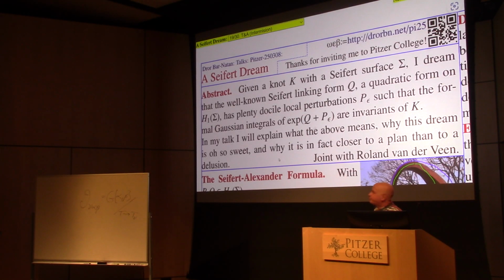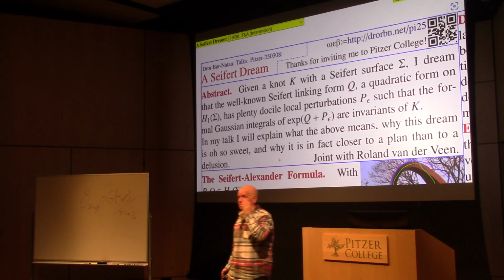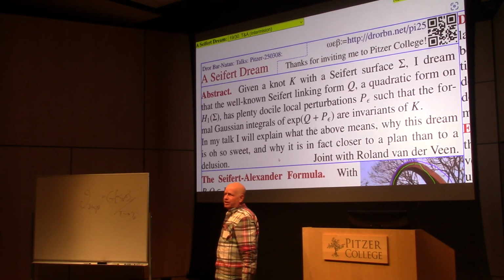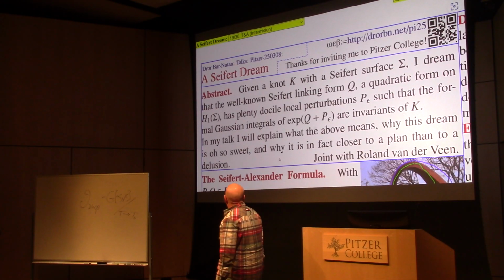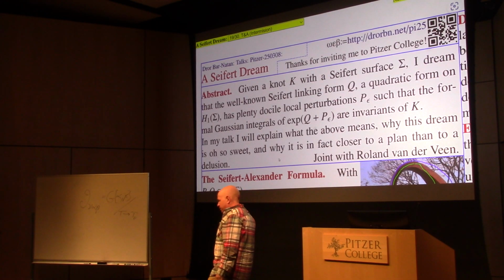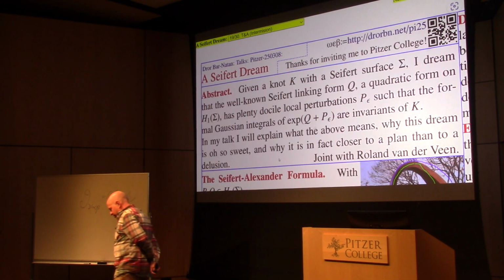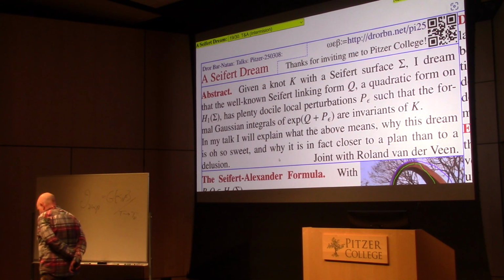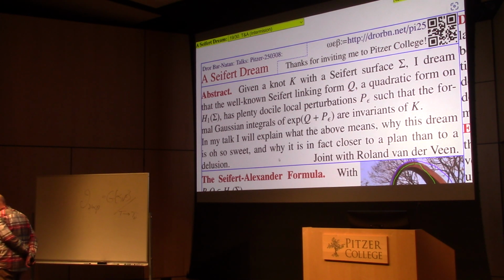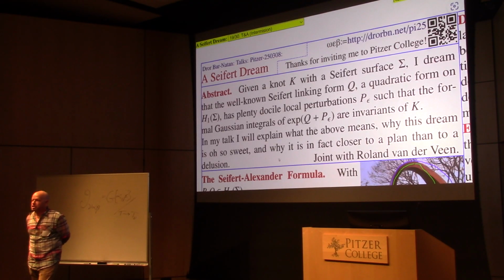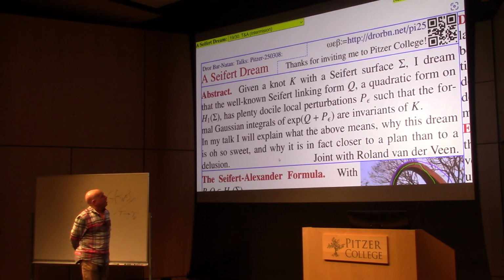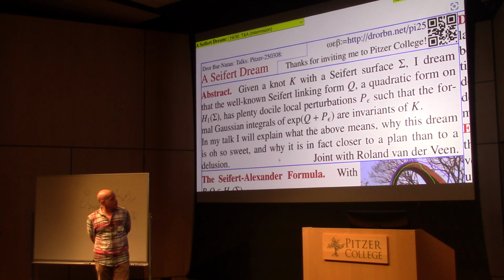So let me start with my second talk. This is completely different style, okay? I'm talking about a dream, okay? So the dream is that there is a formula for the invariant mentioned before, which you can read from a Seifert surface of the knot.